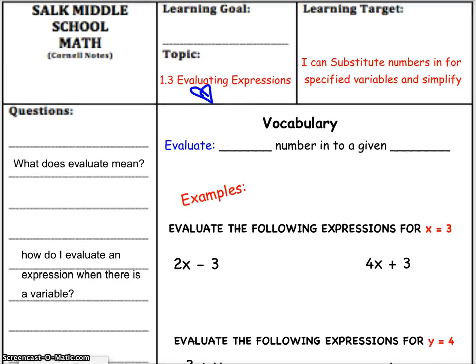So you need to know what evaluate means. It's always used for math. We'll say, evaluate this, evaluate some kind of algebraic expression. It means that you plug a number in to a given variable. That's it. Plug it in. So you're substituting, really. When you see a variable and it says evaluate, you put the number in that it wants you to put in.